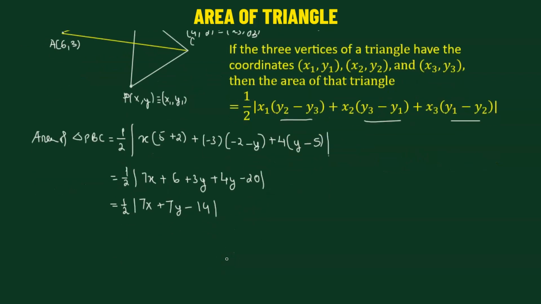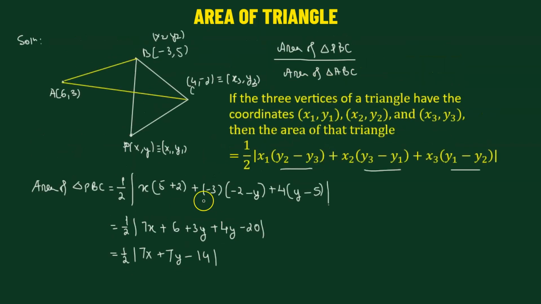Now let's do one thing. We're going to factor out 7 from the absolute value, so that leaves us with 7 over 2 multiplied by the absolute value of x plus y minus 2. So that's the area of triangle PBC. Now we're going to label this as number 1. We'll keep it aside. We'll try to find out the area of triangle ABC.